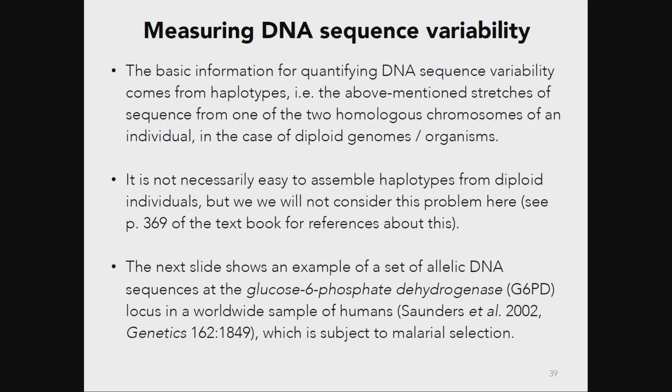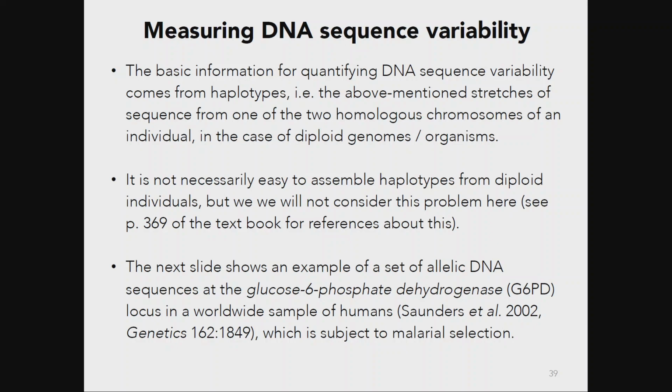Right, so the basic information for quantifying DNA sequence variability comes from what we call haplotypes. These are haploid stretches of the genome. Often as humans, we think of diploids. We ourselves are diploids. We have each gene in two copies. We have homologous genes, and we have pairs of chromosomes that are homologous to each other.